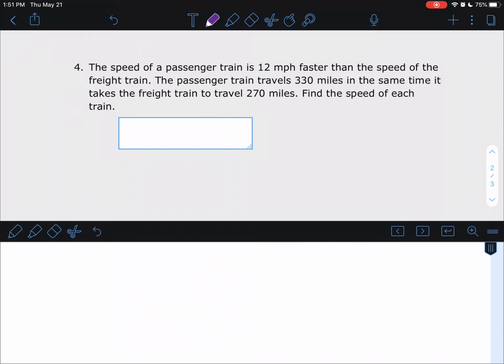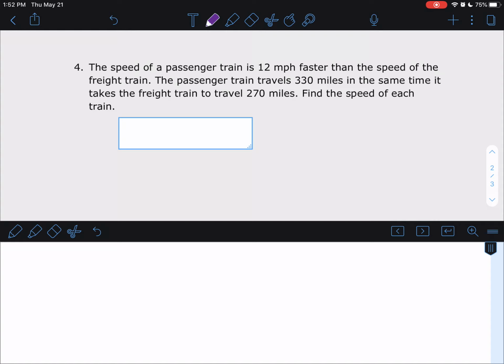The speed of a passenger train is 12 miles per hour faster than the speed of a freight train. So I'm going to have my passenger train and my freight train. I will use P as my variable again, P for passenger, not for Parker this time. And the passenger train travels 330 miles in the same time it takes the freight train to travel 270 miles. Find the speed of each train.